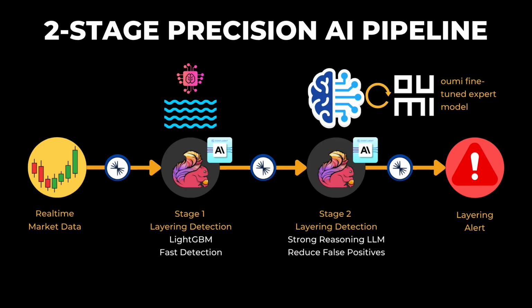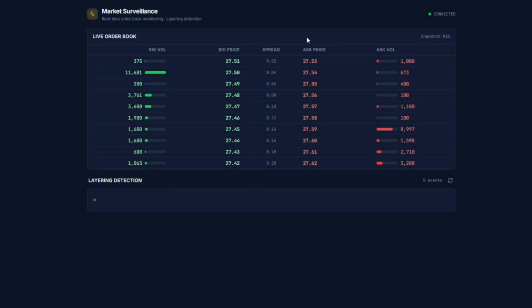Now, let's go straight into our live demo. What you're looking at here is our real-time market surveillance interface for layering detection. We are continuously ingesting live order book activity and monitoring how bid and ask volumes move across price levels in real time. At the bottom of the screen, you can also see the real-time layering detection timeline updating with each snapshot as the system continuously evaluates the latest order book activity.